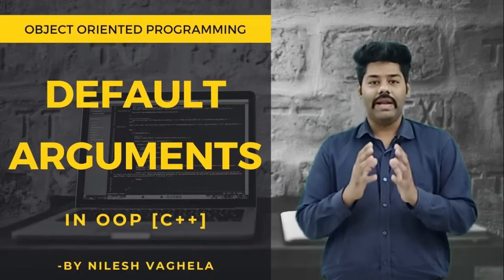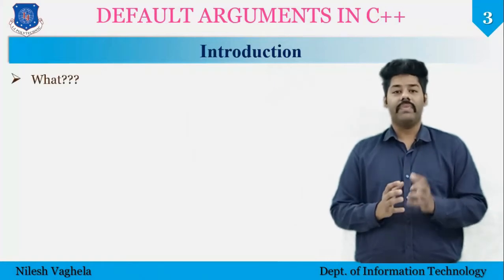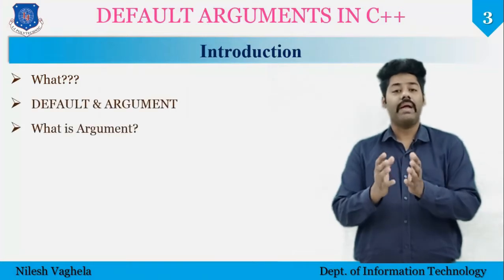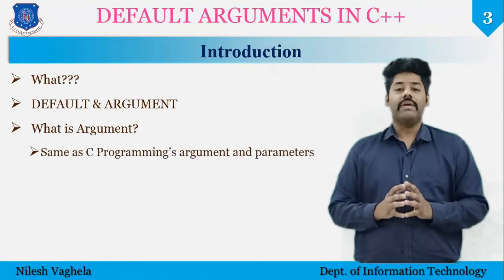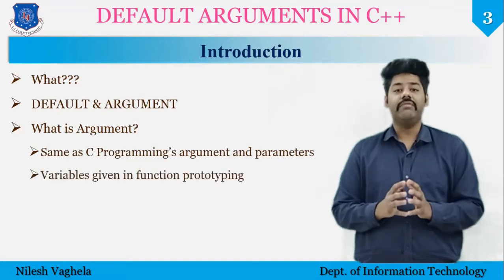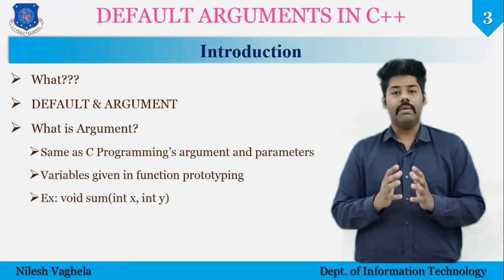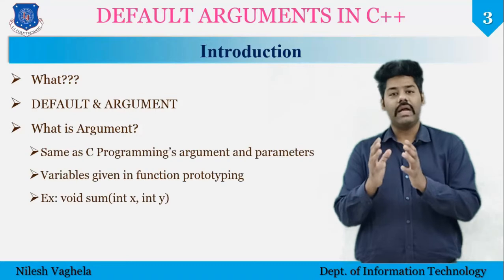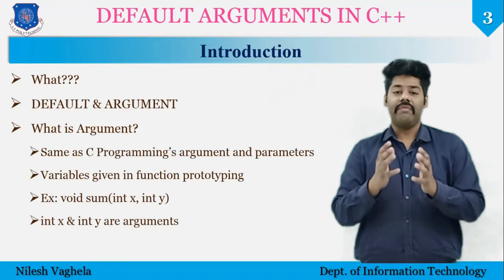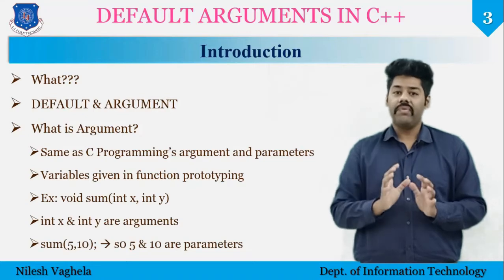To understand any concept, let's break it down into separate terms. So default argument is broken into default and argument. What is an argument? You might have studied arguments and parameters in C programming, right? Let us have a quick recap of argument. Arguments are the variables given in function prototyping. For example, we have a function sum with two integer variables, integer x comma integer y. Those integer x and integer y are known as the arguments, and whenever you pass values while calling a function, they are known as the parameters.